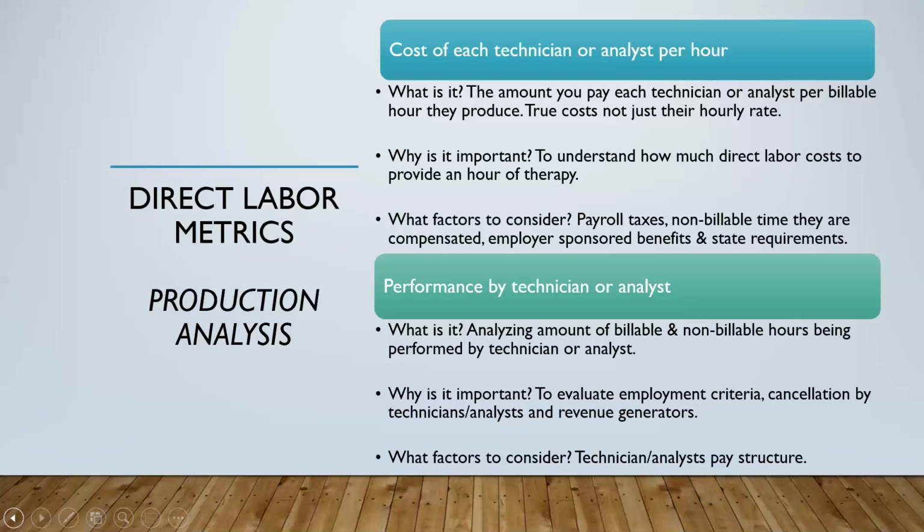So the factors to consider is the technician analyst pay structure. If they're paid by the hour and they get paid more for a billable hour than non-billable hour, then you're probably okay. But if you're looking at a salaried BCBA, you're really going to need to look at performance, see what else she's contributing besides billable hours. That's something you have to pay somebody else for. How much would you have to pay somebody else for that? So it's a very important factor for production.